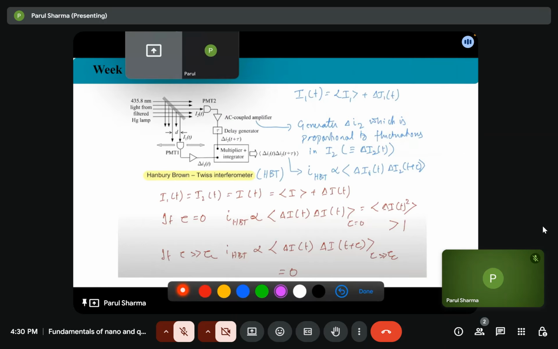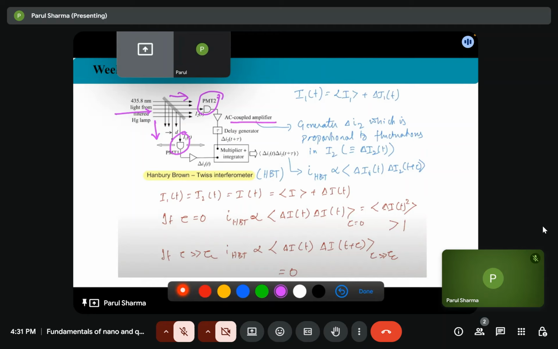So this was the case where we have the 435.8 nanometer light from the mercury lamp. It is going to the beam splitter. One part is transmitted, another is reflected. It goes on to the photomultiplier tube where the photocurrent will be generated, and then there is an AC coupled amplifier which will generate delta I2, proportional to the fluctuations, and then there is a delay generator. Then I HBT will be proportional to the average value of the product of delta I1 and the fluctuations produced.